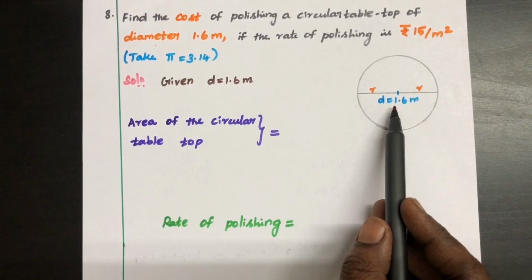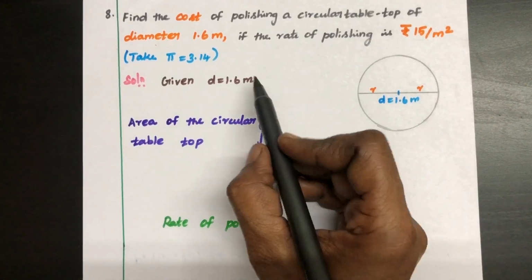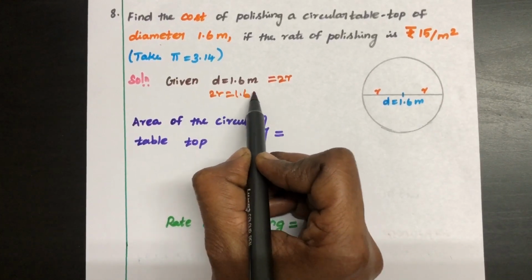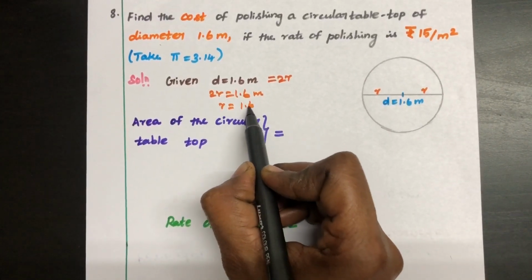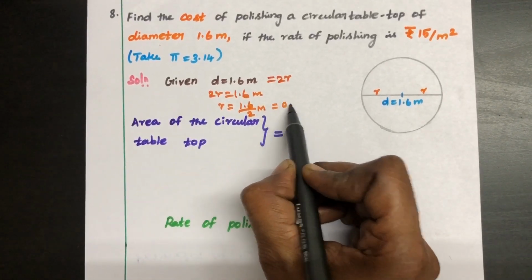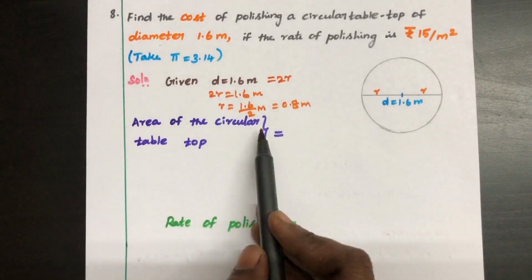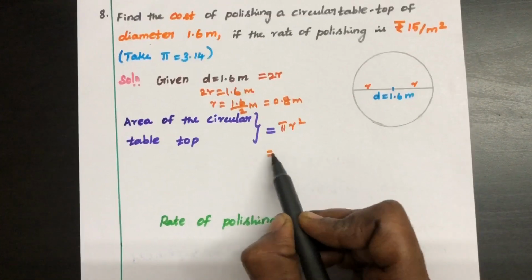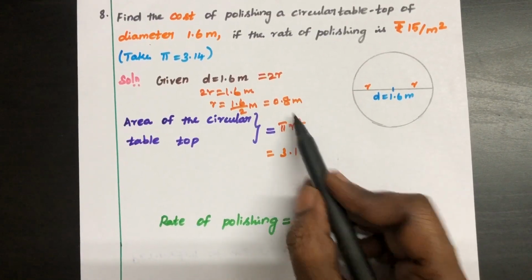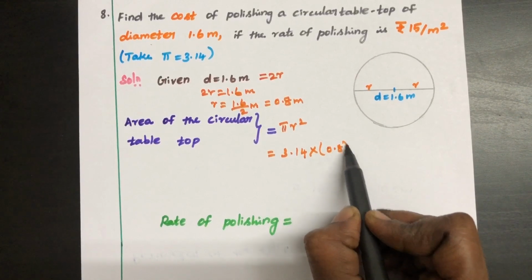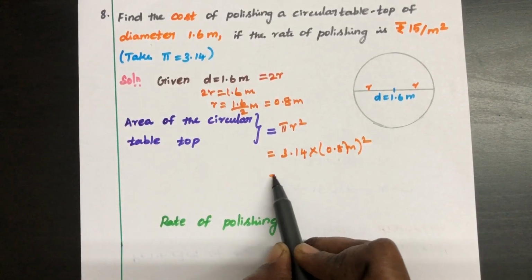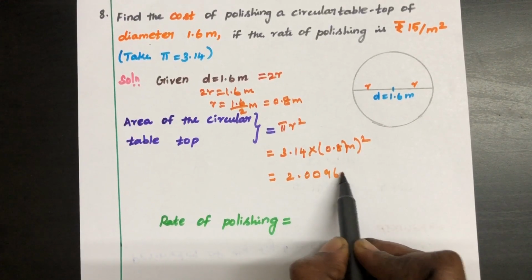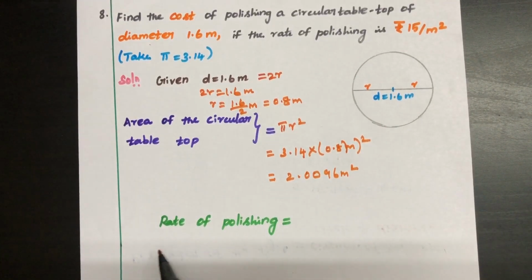So given diameter is equal to 1.6 meter, we need the radius. Diameter is nothing but 2 times r. So 2r is equal to 1.6 meter, r equal to 1.6 divided by 2 meter. This is 0.8 meter. Now area of the circular tabletop. What is the formula? It is pi r square. Pi value is 3.14. R is 0.8 meter square. If we multiply these things, we will get 2.0096 meter square.